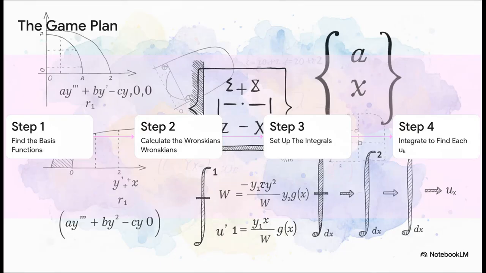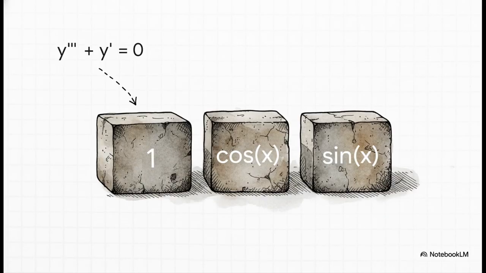So here's our game plan, broken down into 4 clear steps. First, we find the basis functions. Then, we calculate all the Wronskians we're going to need. After that, we use our blueprint to set up the integrals. And finally, we solve those integrals to get our answer. Let's do this. Step 1. The first thing we've got to do is pretend that tangent of x isn't even there for a second. We just solve the simpler, homogeneous version, y triple prime plus y prime equals 0. When you do that, the solutions turn out to be 1, cos x, and sin x. These are our fundamental building blocks.